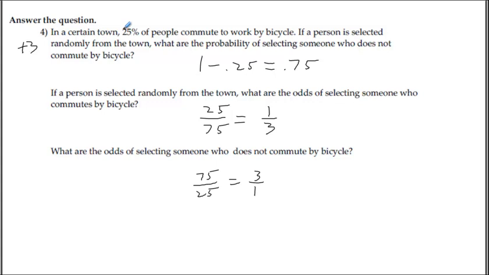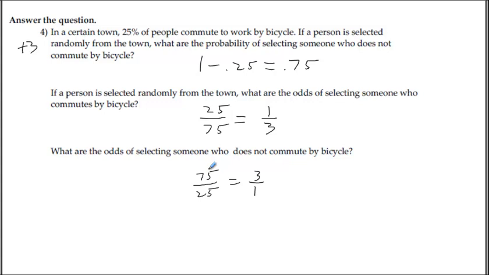25% ride bikes. That means 75% don't. So what's the probability that they don't commute by bicycle? 75%. This was a little tricky. Some people didn't realize odds is success over failure compared to success over total. So you can think of it as 25 were yes, 75 is no. So it's about a 1 out of 3 ratio of yes riding to no not.